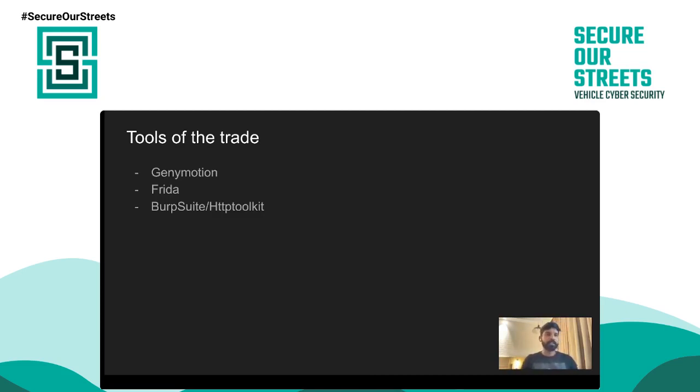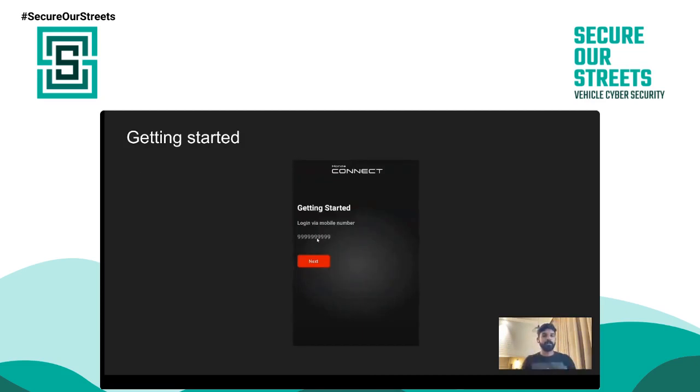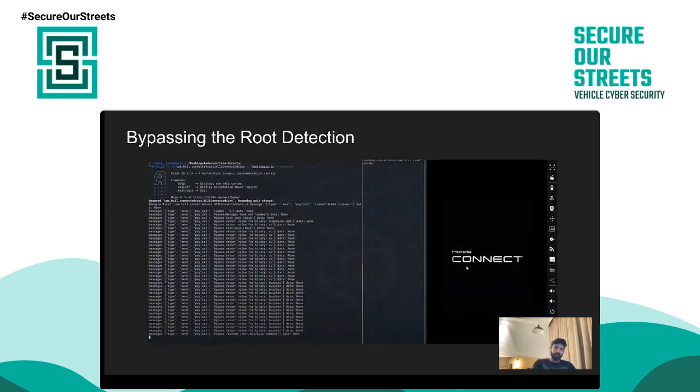When I install this application, this is how it looks like. The application asks for the owner's mobile number. This is the front page of the Honda Connect app. When you install it, you could see the phone number. This is the only entry field there. As I mentioned, there's a root detection protection, so I used Frida to bypass that security control. I was able to successfully install it on a rooted device. So the first phase was done there.